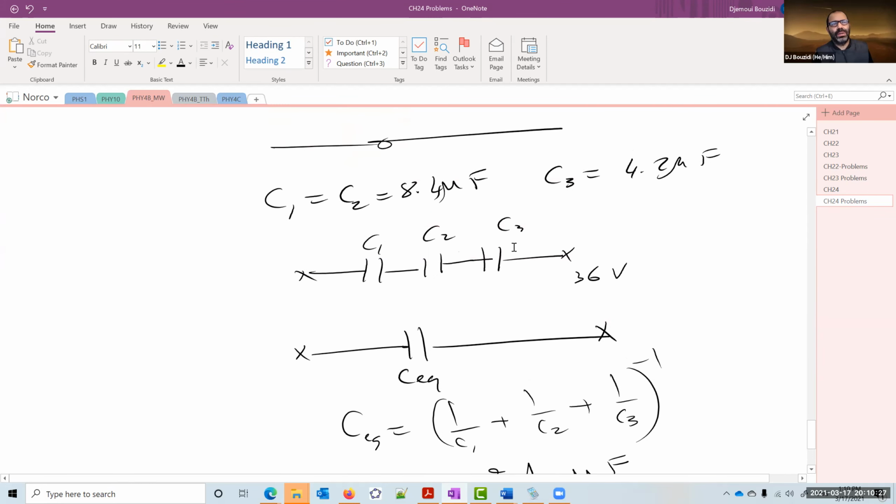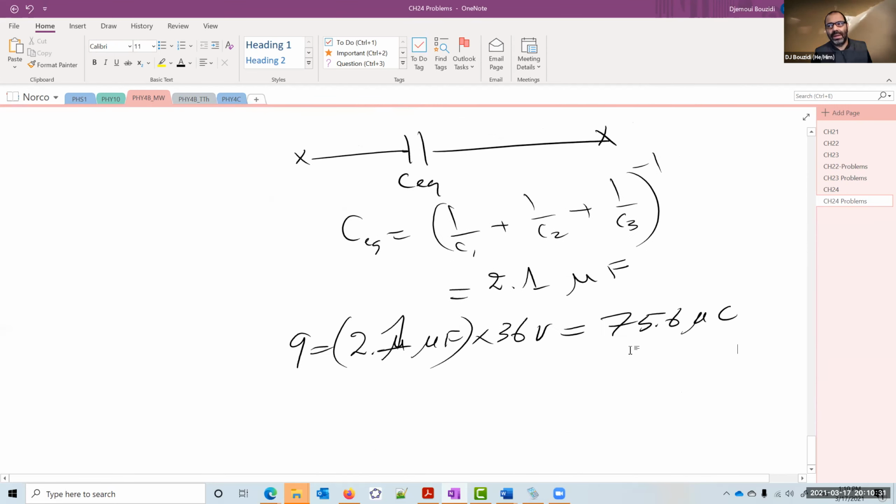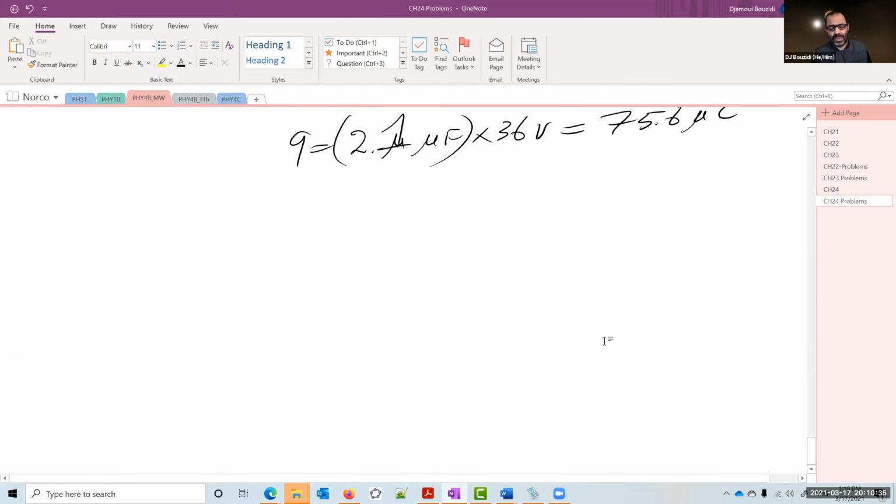Since you ask for C3, that's the C3, because it's series, so they have the same charge for series. Okay. The voltage is the same when they are in parallel, though. But the voltage is not the same now. Okay. So we answered that part.